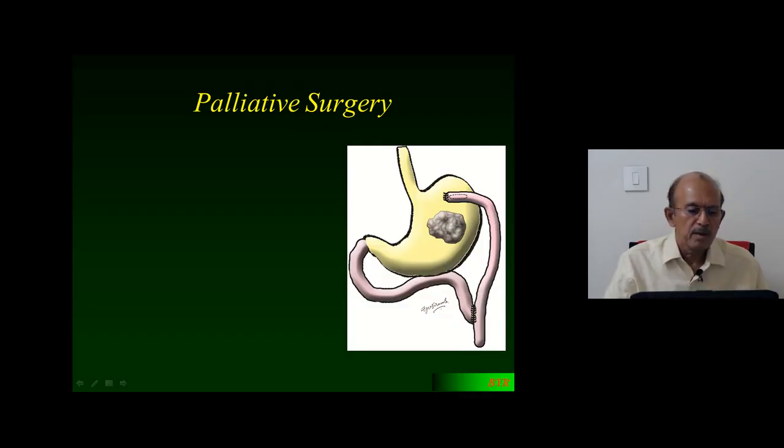Okay. Any more doubts? Are there any more doubts in the neoplasms of the stomach? Okay, if you have no more doubts, we will switch over to the miscellaneous conditions of the stomach.